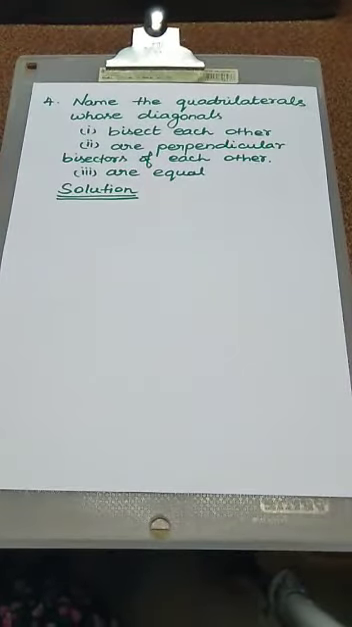Next problem. Name the quadrilaterals whose diagonals bisect each other, the diagonals are perpendicular bisectors of each other, and the diagonals are equal. Actually, we have to say what are the quadrilaterals whose diagonals bisect each other. What is the answer for this? For parallelogram, rhombus, square and rectangle, all the diagonals bisect each other. And the next one, name the quadrilaterals whose diagonals are perpendicular bisectors of each other. Perpendicular bisector means for rhombus and square only. Okay. Next one, diagonals are equal. For square and rectangle only, the diagonals are equal.